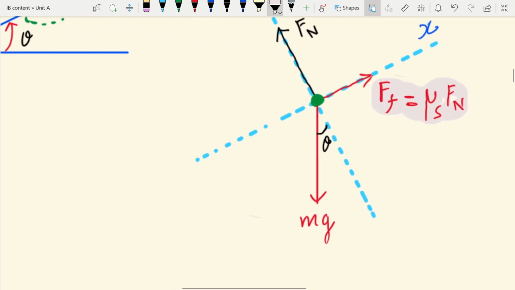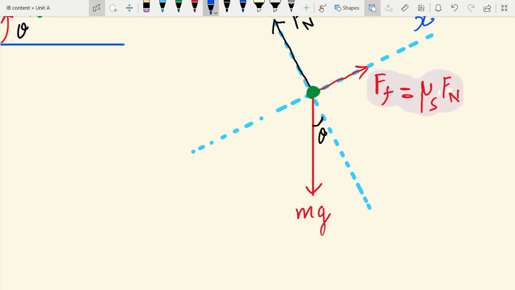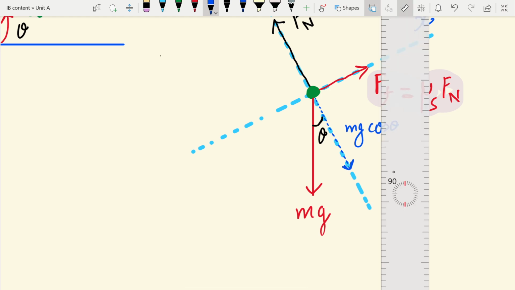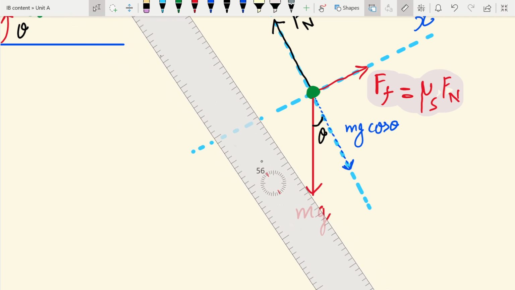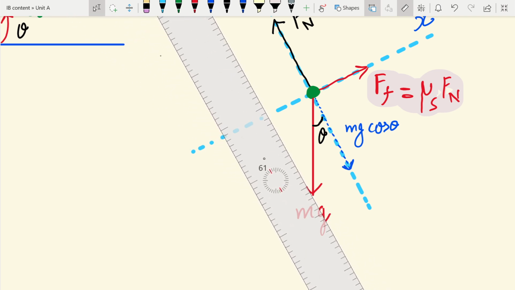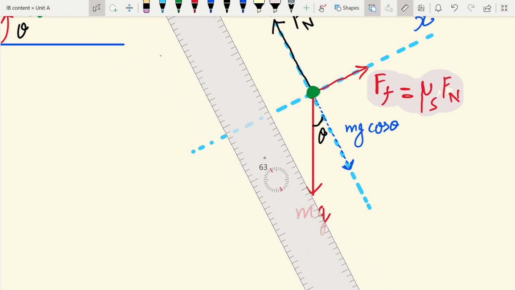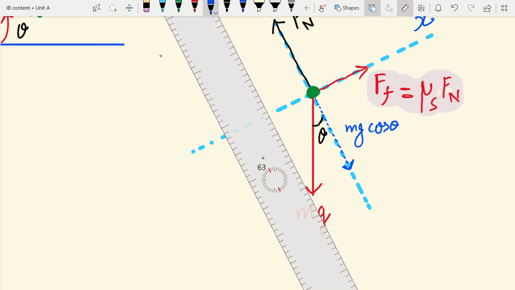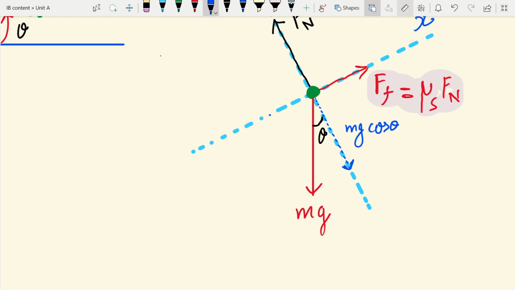Now students, we will make the components of the force. If I make the components, this is one component, the adjacent component, that is mg cos theta, whereas the other component will be on the x-axis. We can call it the x component, which is actually this one. This must be mg sine theta.